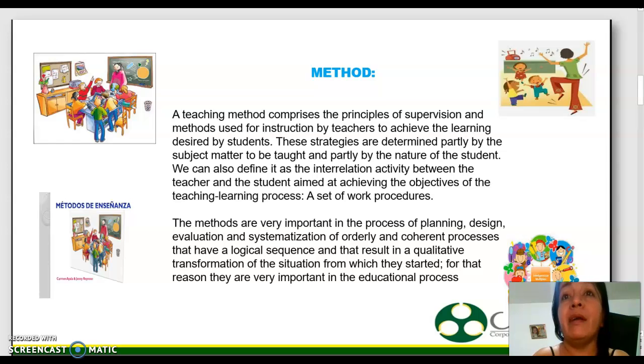The methods are very important in the process of planning, testing, evaluation, and systematization of the early and the current process. They have a logical sequence and they result in a quality transformation of the situation from which they start. For that reason, they are very important in the educational process.